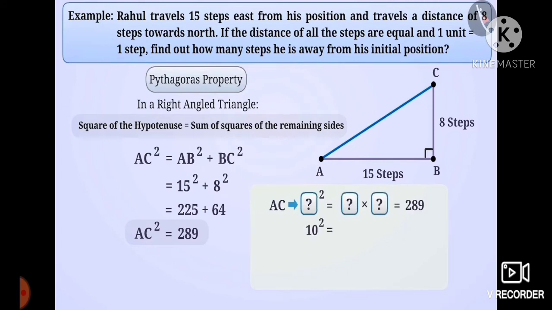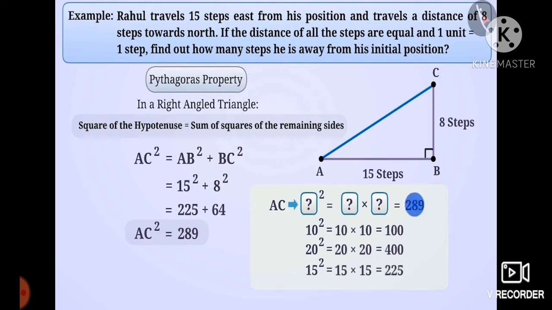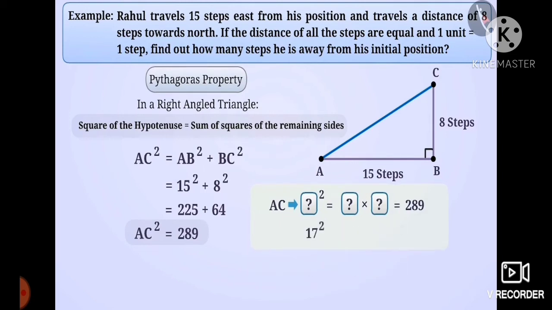Yes, find it. 10 into 10 is 100. If you take 20 into 20, it is 400. Yes, it is between 100 and 400. So which number? Take the exact number to find the value. If you take 15 square, 15 into 15 is 225, yet it is less than 289. If you take 16, 16 into 16 is also less. 17 into 17 is 289.